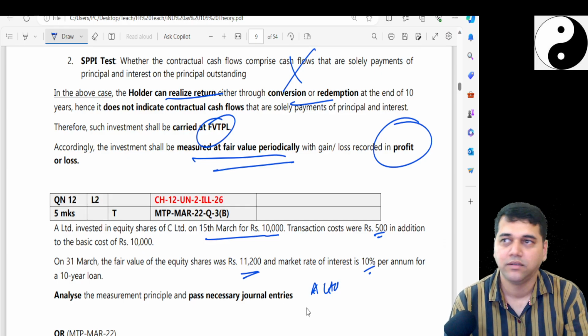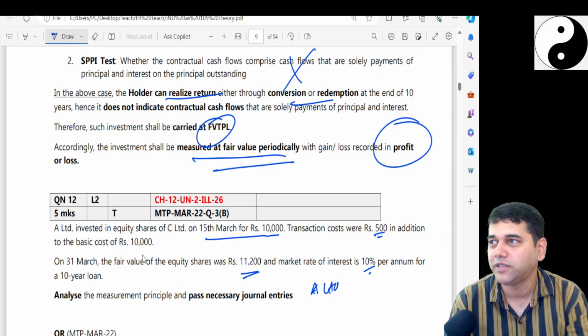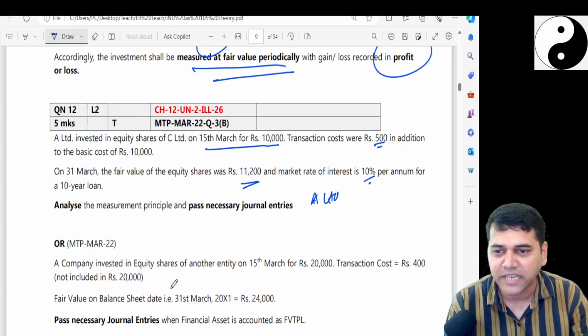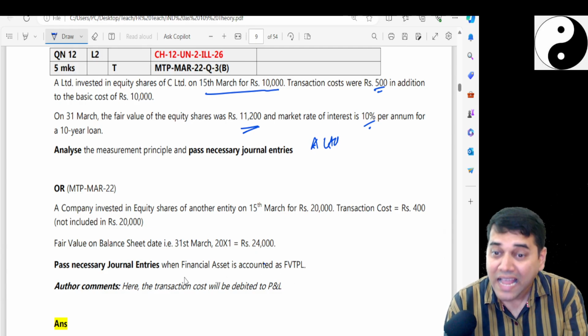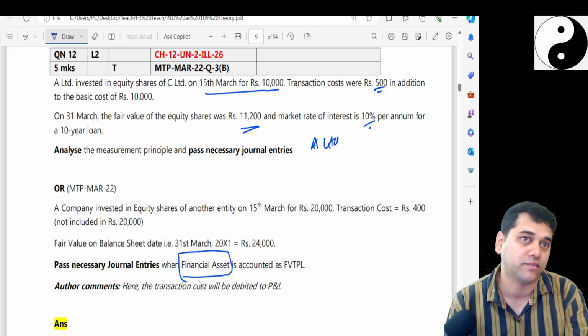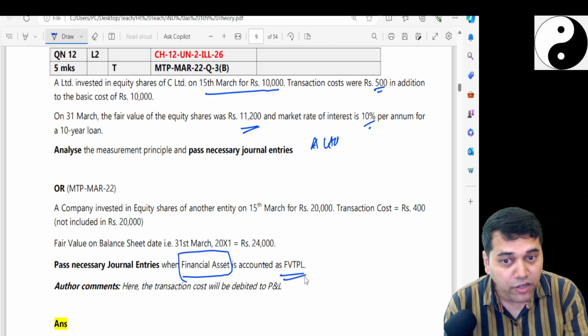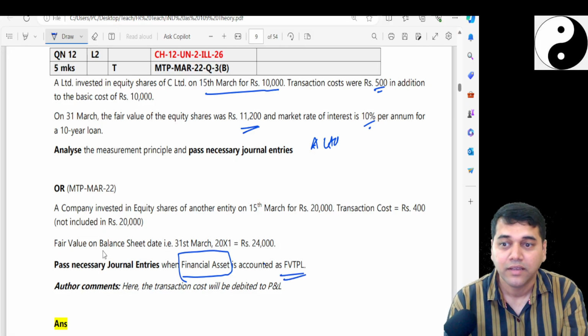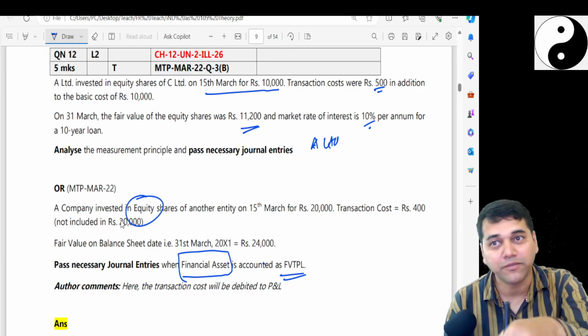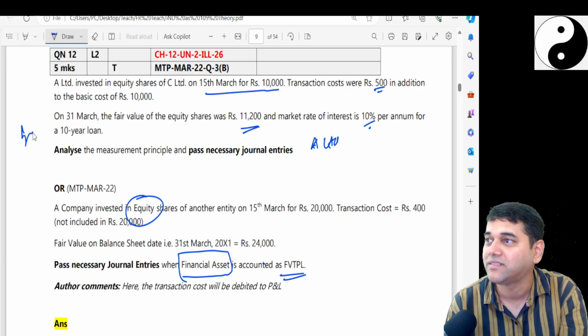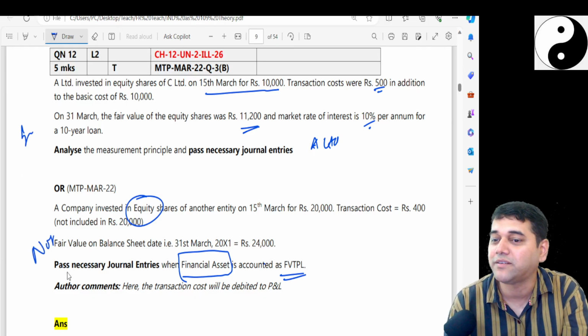Assumption. You said it must be an A limited entry only, because if you go to the solution, let us see in the MTP, did they tell me anything? Company invested in another company, transaction cost, fair value, so and so, pass necessary entries as per the financial certificate. And they gave me clarity also, it is at FVTPL. In this question, equity clarity they didn't give me. So it is a subject matter. First question is a subject matter of an assumption. Second question is not a subject matter of an assumption.